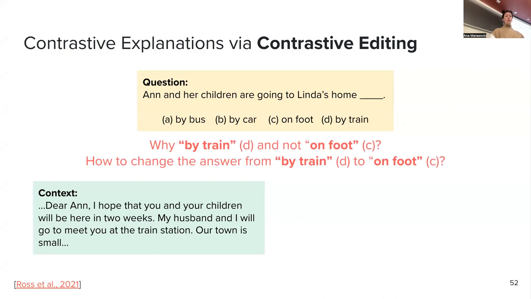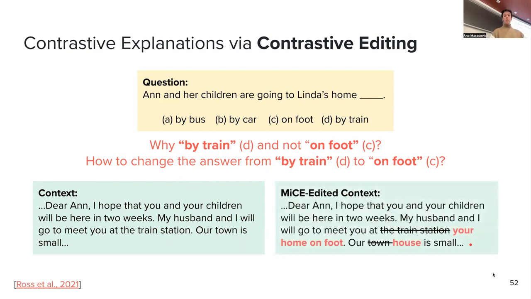With contrastive editing, we check what we would need to do to this context to change the answer from by train to on foot. Automatically, with this method, we find that the context would need to say: my husband and I will go meet you at your home on foot. Our house is small, and so on. And now it makes sense that the answer would be on foot here.